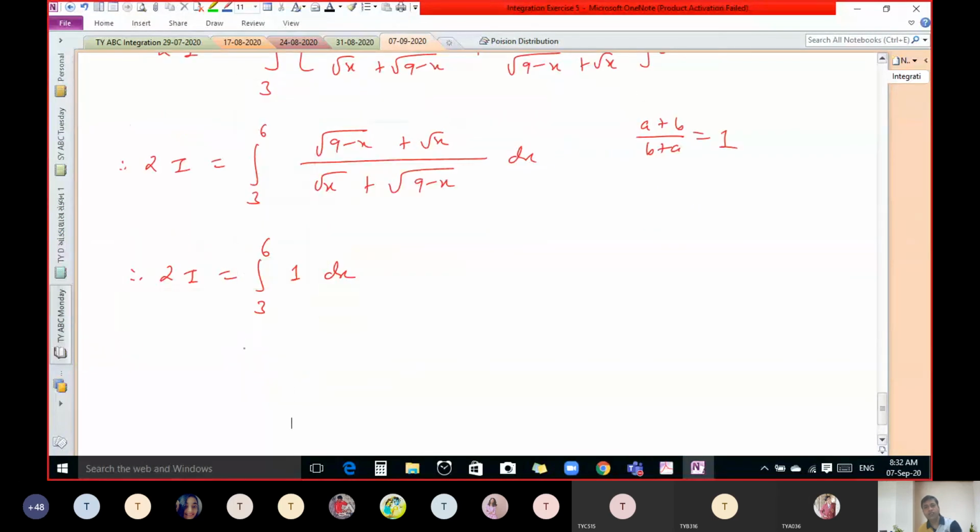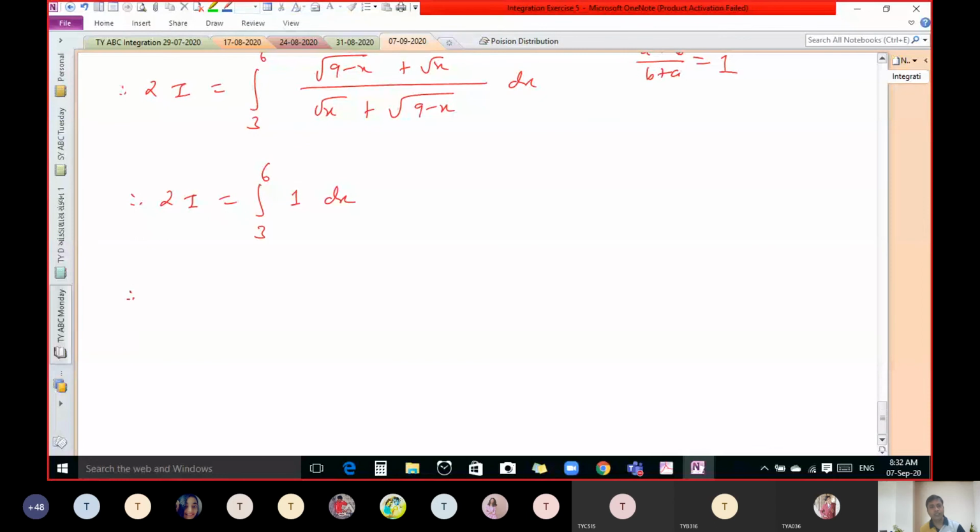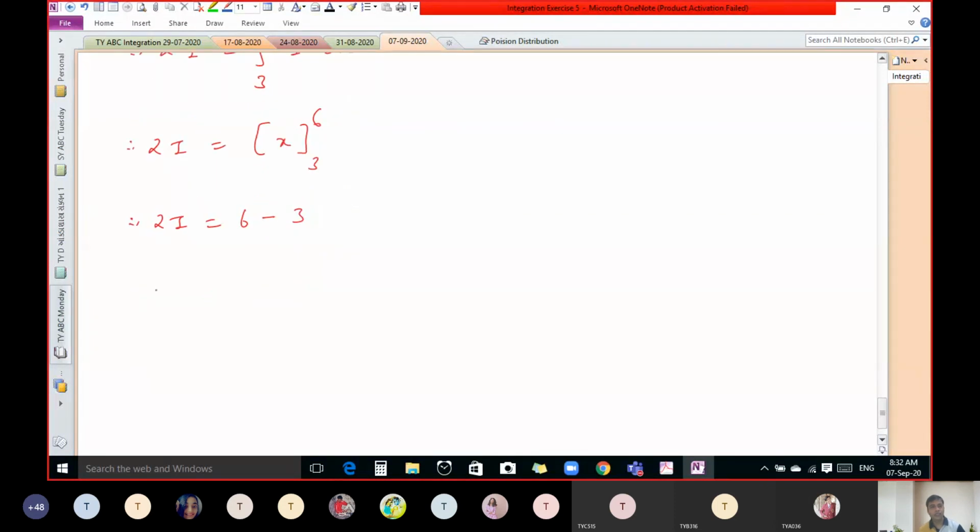And we know the integration of 1. Our left hand side remains the same, 2I. The integration of 1 is what? x, and then range 3 to 6. Now put x equal to 6, then put x equal to 3 and subtract. So we get 2I equal to 3, so we get I equal to 3 by 2.